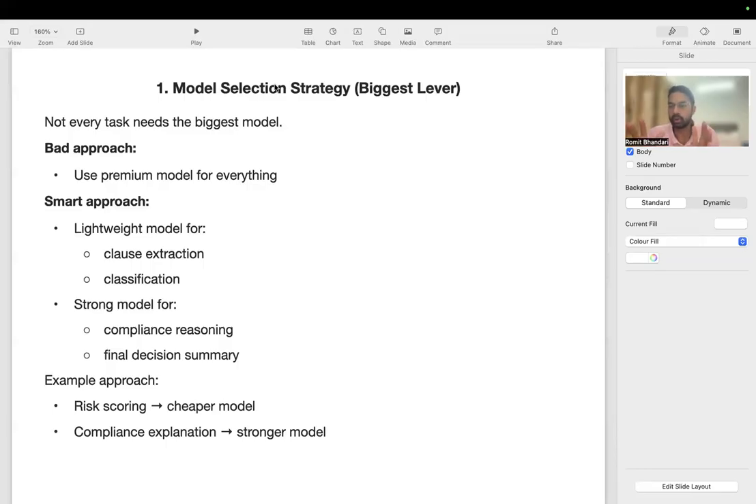I'm talking about a contract review process here, because that is what we do day in day out. So a light model for such stuff, and then a strong model you can use for, let's say, compliance related stuff or final decision summary. Even for risk analysis, you may not go for a strong model, you can go for a cheaper model, and for compliance checks you can go for a stronger model. So in that way you can design your system keeping the model selection strategy in mind.